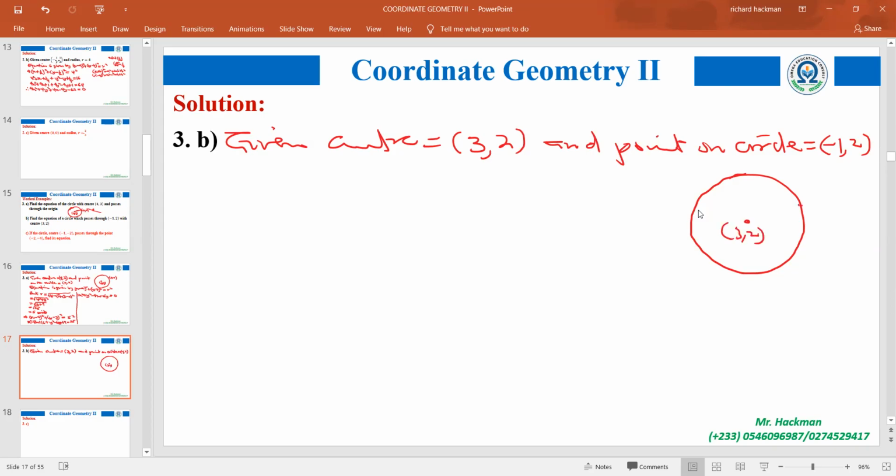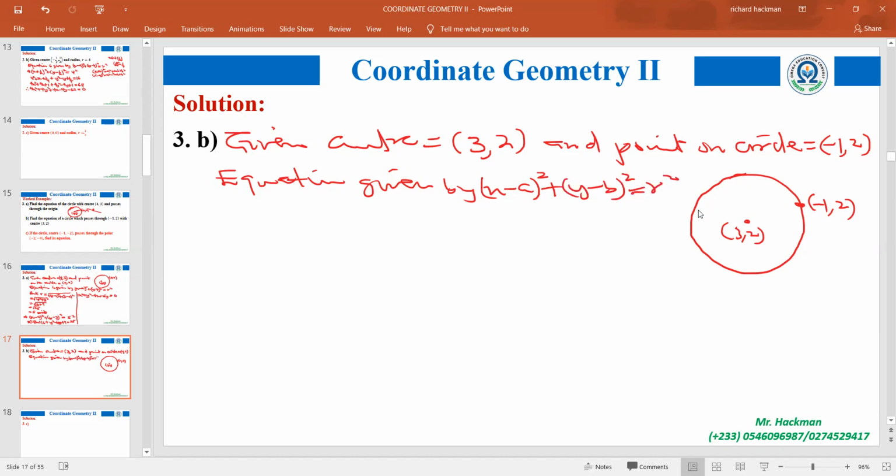Okay, my point on the circle is what? Negative 1, 2. Okay, so I quote the formula and the formula will tell me what to do. If the center is not the special one, the equation is given by x minus a all squared plus y minus b all squared is equal to r squared. So we need our a, b, that's the coordinates of the center. I know a to be 3, b to be 2, so I'm good to go.